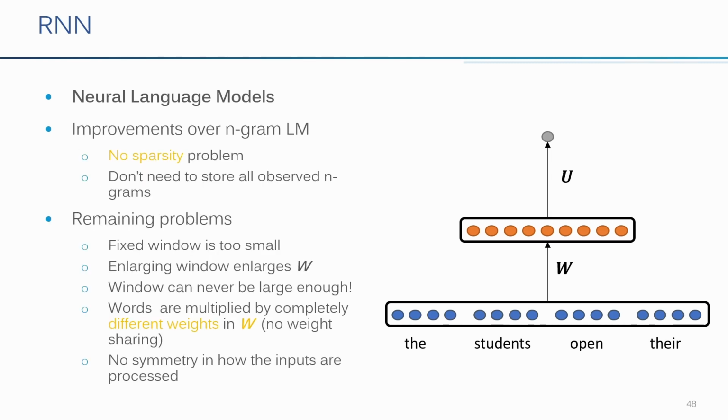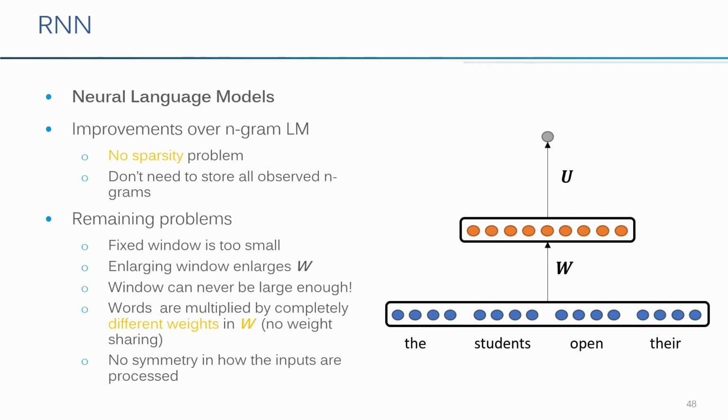So, take into consideration this setup. It's pretty much the same setup we have for named-entity recognition, but now we are providing a prediction for the next word. We did have some improvements. So we take care of the sparsity problem. We don't need to store all observed n-grams, since we have this context window and we change the weights for every single one of those words.